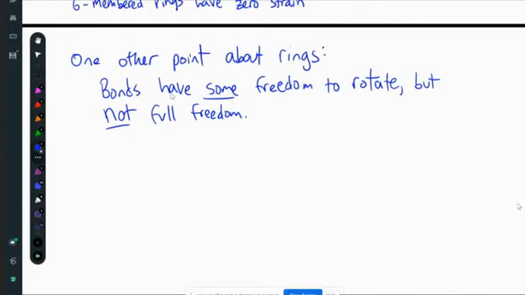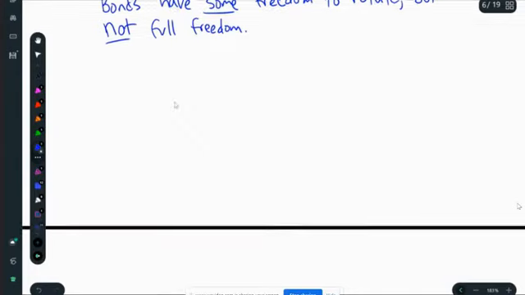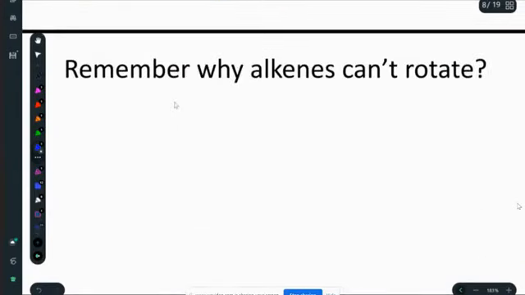And speaking of that, we'll move on and talk about alkenes. We can't rotate around the double bonds in alkenes either. We talked about this a little bit in Module 5. The question is, why can't we do that? Why can't we rotate around an alkene bond?